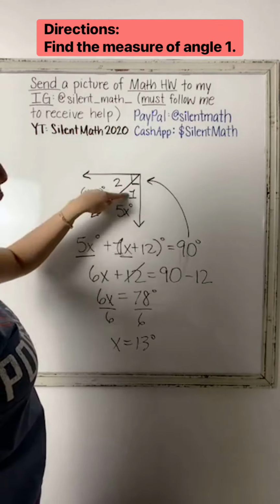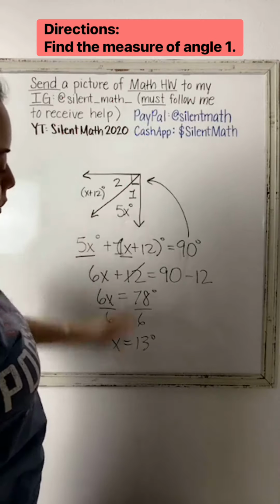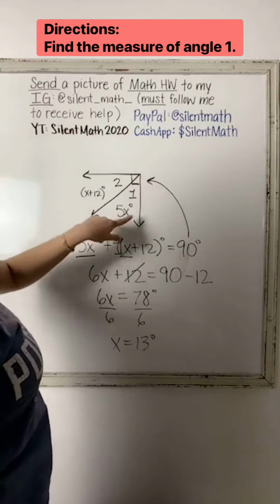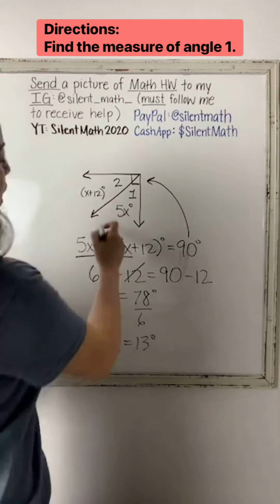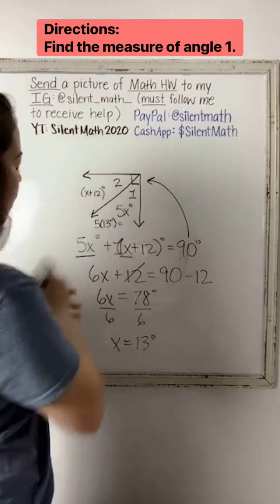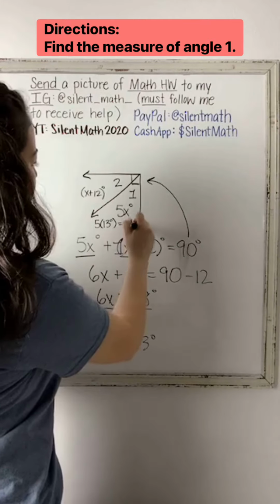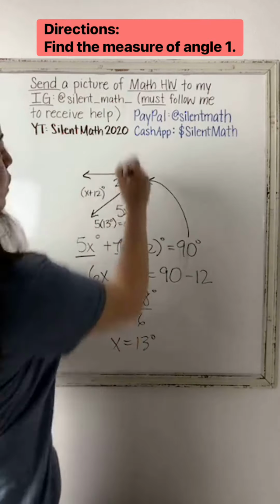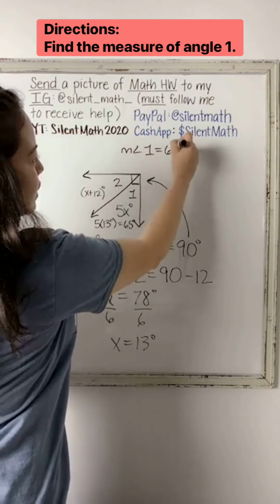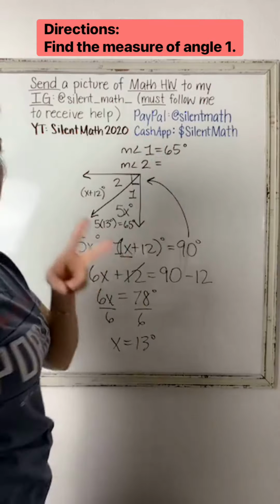So if the measure of angle 1 has the equation 5 times x, and we said that x is 13, then I'm going to plug in 13 into this x right here. So we're going to say 5 times 13 degrees, and that's going to give us 65. So the measure of angle 1 is 65 degrees.